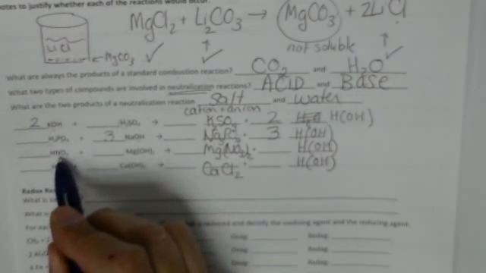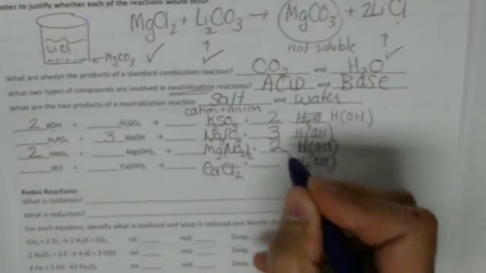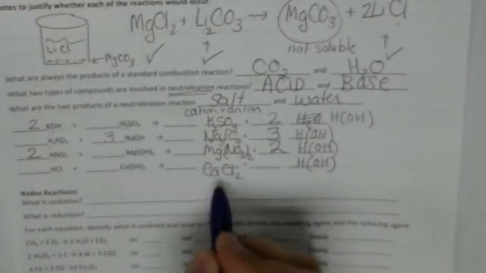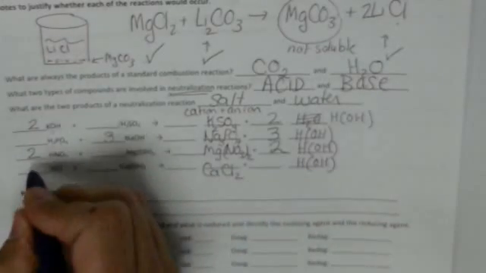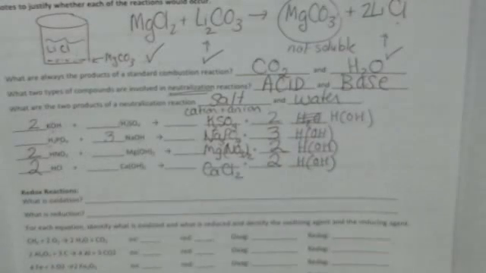I need 2 NO3s here, so let's stick a 2 there. Now I have 2 OHs and 2 H's. So I just need to stick a 2 in front of that. Calcium, only 1, but chlorine 2, so I know I need to stick a 2 there. So 2 OHs, 2 H's, 2 there.